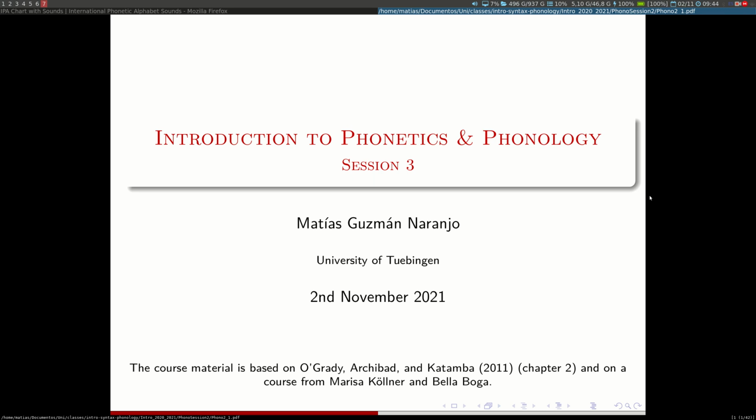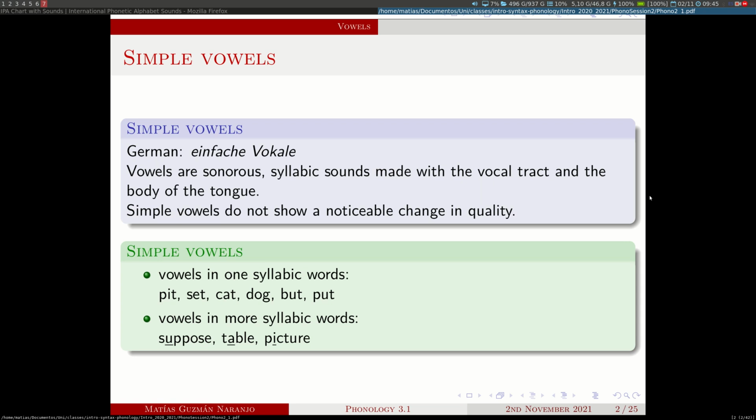I'll try to pick up where we were, which was basically the articulation of consonants. So we've now seen what the main organs are, how they work, and how you articulate consonants. So the next step is vowels, obviously. Now, let's see. There are many types of vowels.